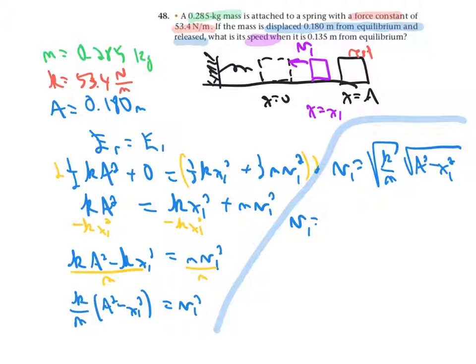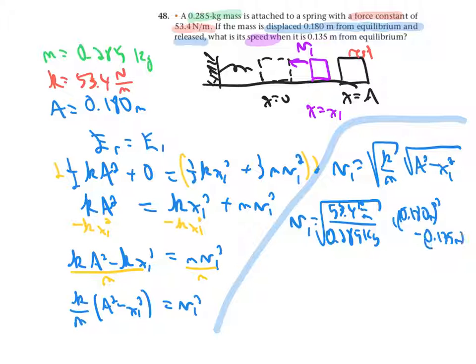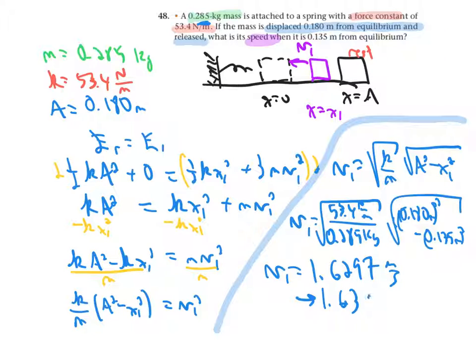Now we can just put in values. So we have 53.4 newtons per meter over 0.285 kilograms under the radical, and then we have 0.18 meters squared minus 0.135 meters squared, and they're under their own radical as well, and so we're left with 1.6297 meters per second. We have 3 sig figs everywhere, so this really becomes 1.63 meters per second. And that's it.